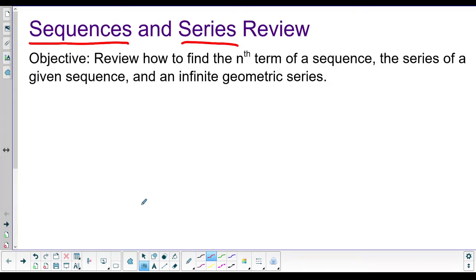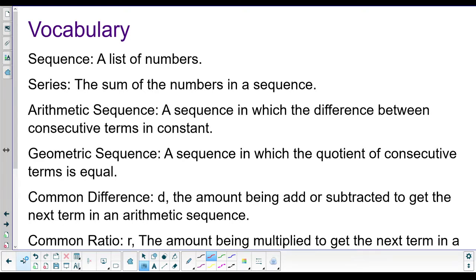So what we're going to go over today, we're going to focus on a couple of things. We're going to focus on finding the nth term of a sequence. So if I say find the 28th term, then you can find that. We're going to find the series of a sequence, and we're going to look at some infinite geometric series. So first, let's look at some vocabulary to make sure you remember all the words I'm saying.